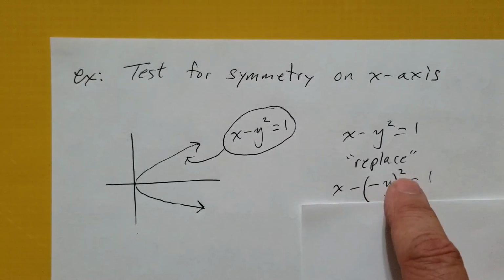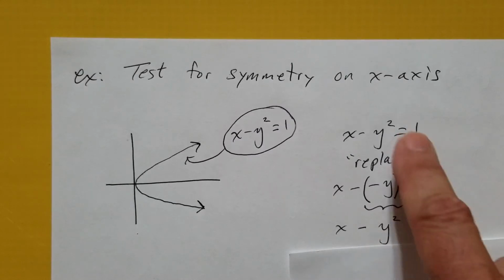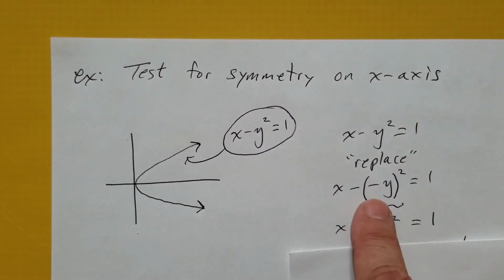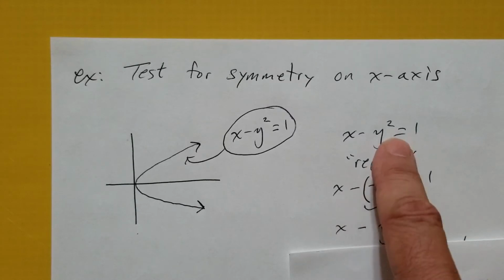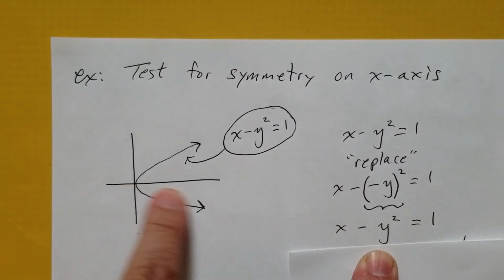Negative y squared, negative squared is positive, so you get positive y squared. So look, even though we replace it with negative y, I still get the original equation. This proves it passes the test for symmetry on the x-axis.